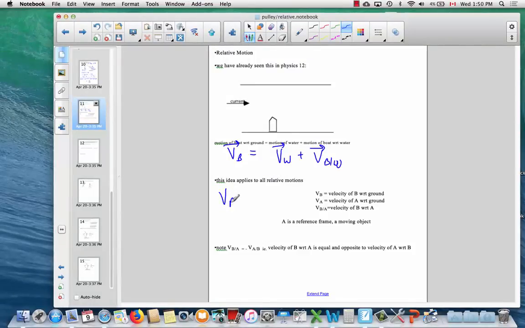So the velocity of some object B is its velocity with respect to some other frame of reference, plus the velocity of that frame of reference. And so the order here, B relative to A, as long as you follow that order, then this will be true. Now notice that if B is moving north relative to A, then A is moving south, or opposite to that other direction. So BA is the opposite of AB.